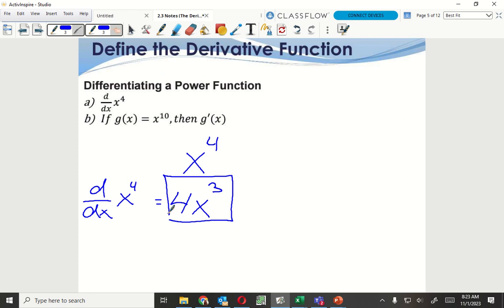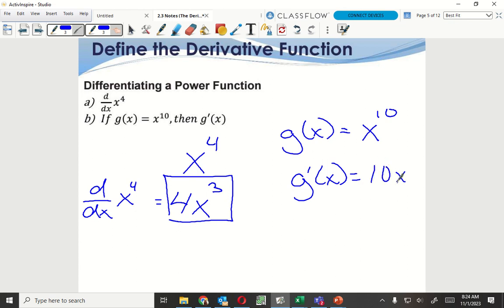Okay, and let's try that other one. So g of x is x to the 10th power. What's my notation for this one? g prime. Because I started with g, right? This one gives me the name g, just like if it gave me the name f of x. So this is going to be g prime of x is... that's it. Super crazy, right?